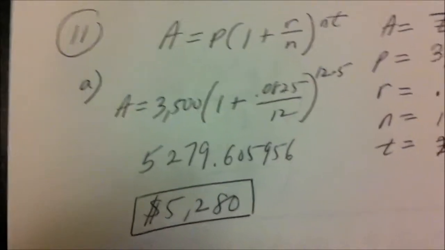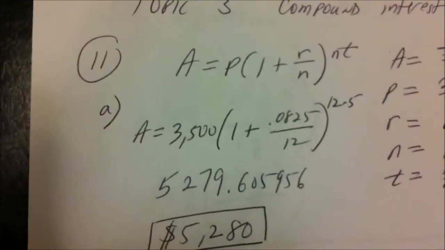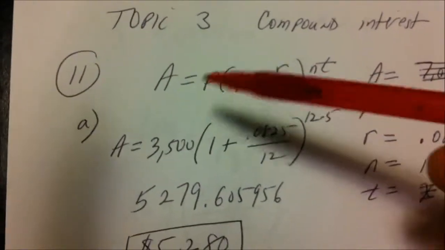Answer to 11A, this is actually a two-part question. It's the compound interest formula, and the compound interest formula is here. It's going to be given to you, and they tell you what each piece means.